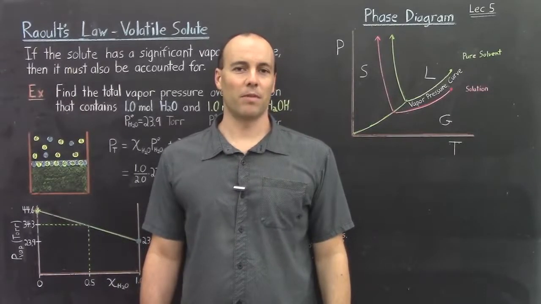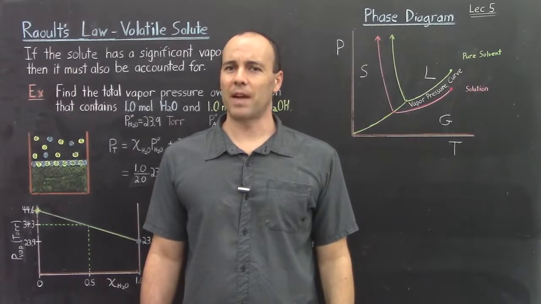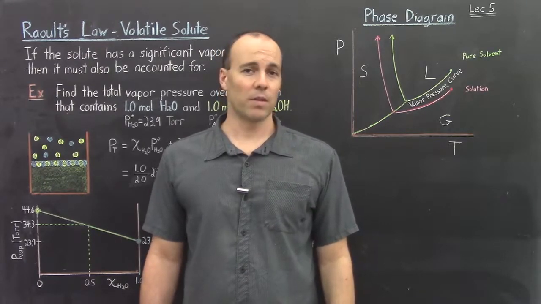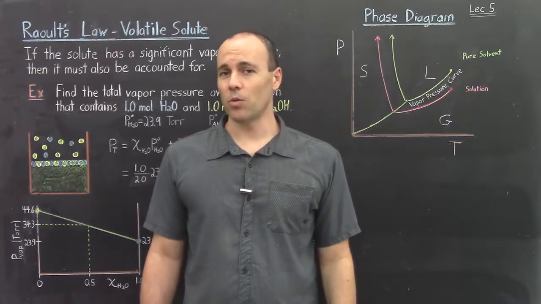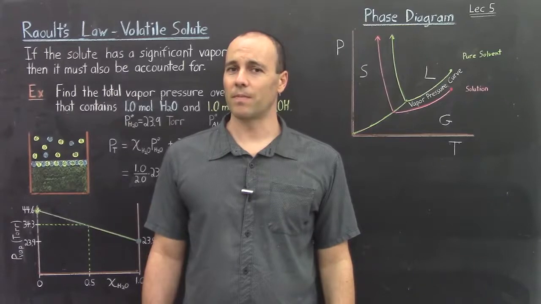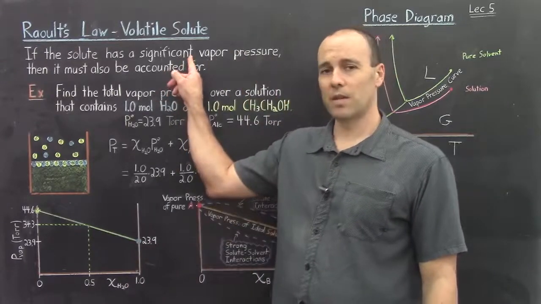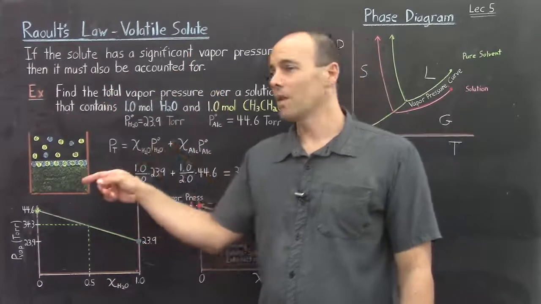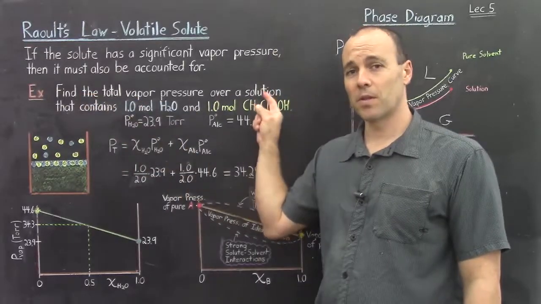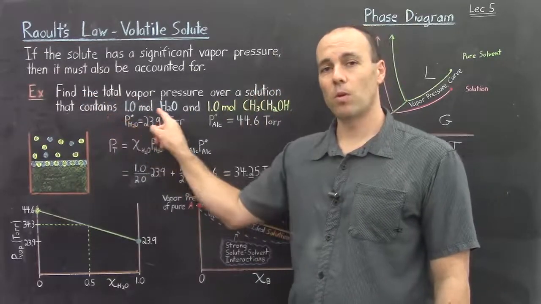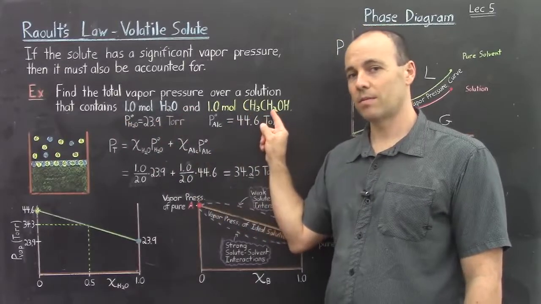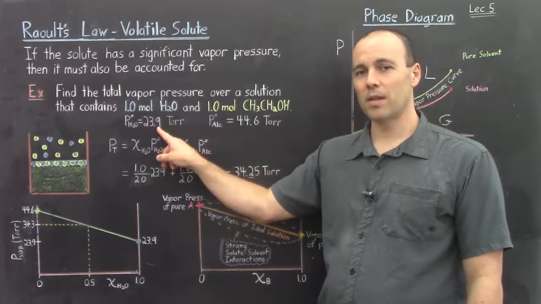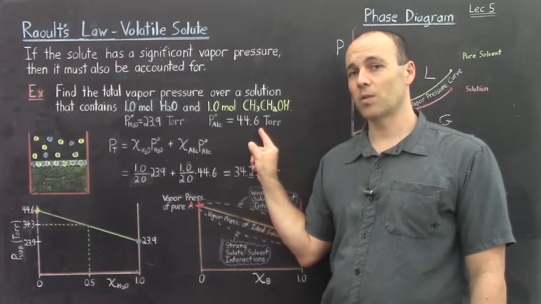In our previous example of sugar and water, the sucrose was non-volatile, meaning it did not vaporize to any significant extent. However, sometimes the solute is volatile, and so we need to account for those situations. If the solute has a significant vapor pressure, then it must also be accounted for. For example, find the total vapor pressure over a solution that contains 1 mole water and 1 mole ethanol, which is alcohol. The pure vapor pressure for water is 23.9 torr, and that of alcohol is 44.6 torr.